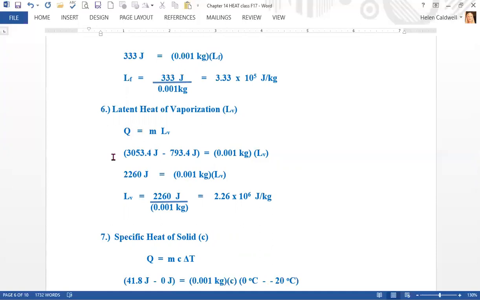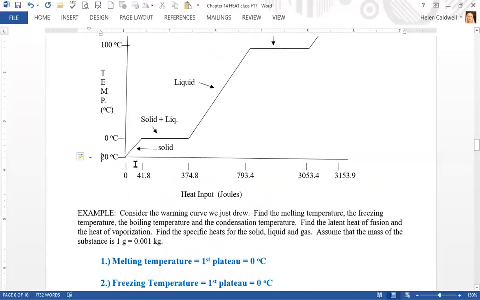And now we can do our three specific heats. Specific heat is Q equals MC delta T. We get it from that equation. So for the solid, that's the first incline. For the solid, we'll use this area. For the liquid, we'll use the middle incline. And for the gas, we'll use the top one. So our Q starts out at 0 and ends at 41.8. Our temperature starts out at -20 and ends up at 0.